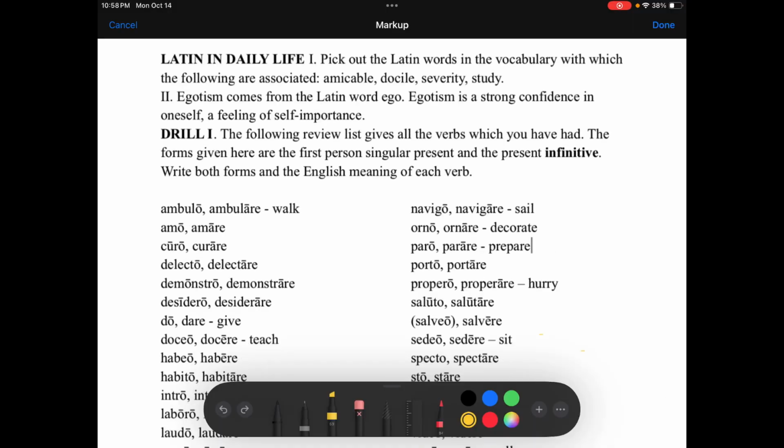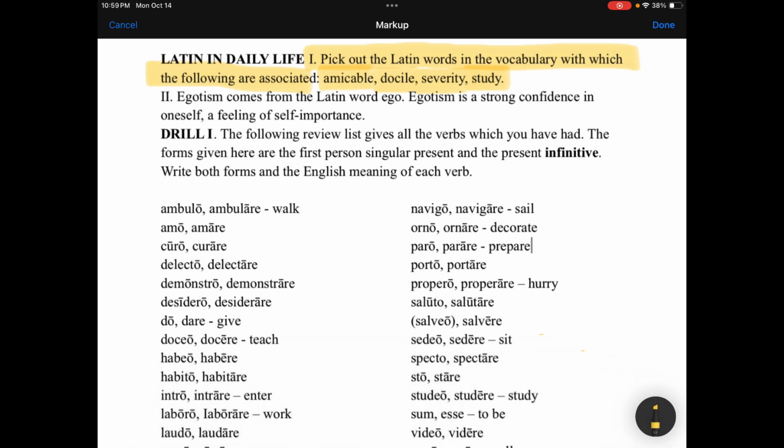So pick out the Latin words in the vocabulary with which the following are associated. These are English words: amicable, docile, severity, and study. All you have to do is find the words in the vocabulary that relate to these English words or are Latin roots of these English words. But you can also, and I would encourage you to, look up the English words and see what they mean. A couple of these can be found in our verb chart, which is just below.